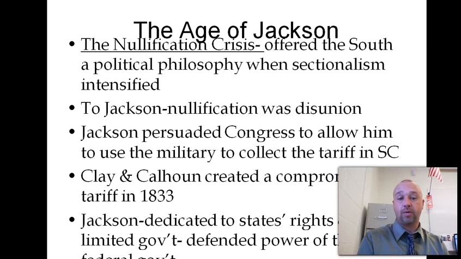But to Jackson, who is a nationalist, nullification is disunion. So Jackson persuades Congress to allow him to use the military to collect the tariff. They passed the Force Act. And Clay and Calhoun are going to come up with another compromise tariff in 1833, which will allow South Carolina to rescind their nullification. So the crisis was averted, but this issue will come back in the future.